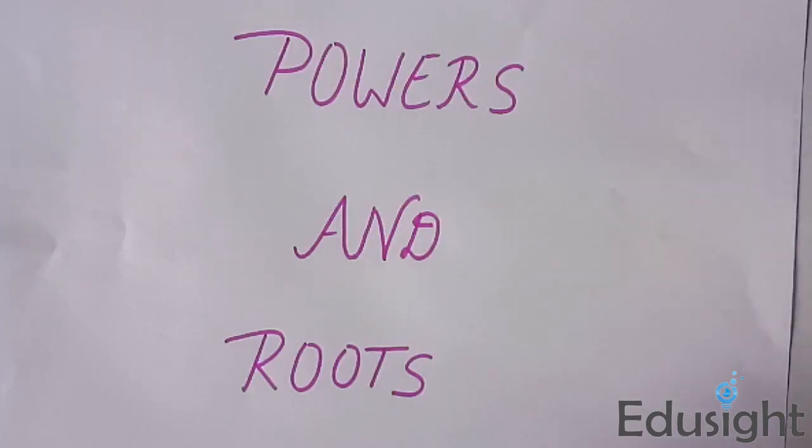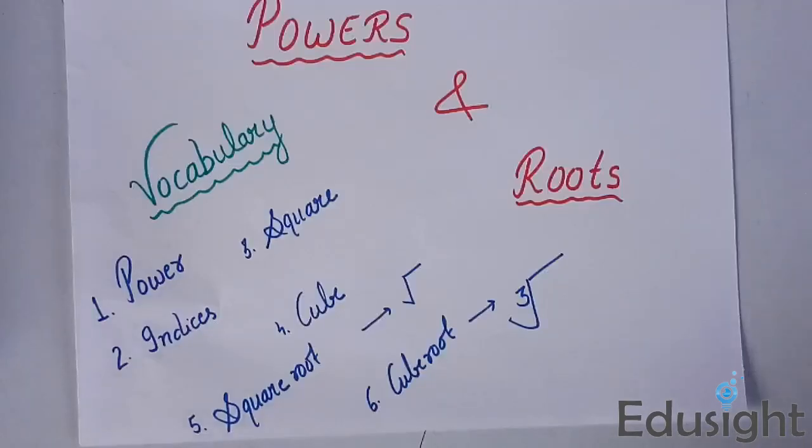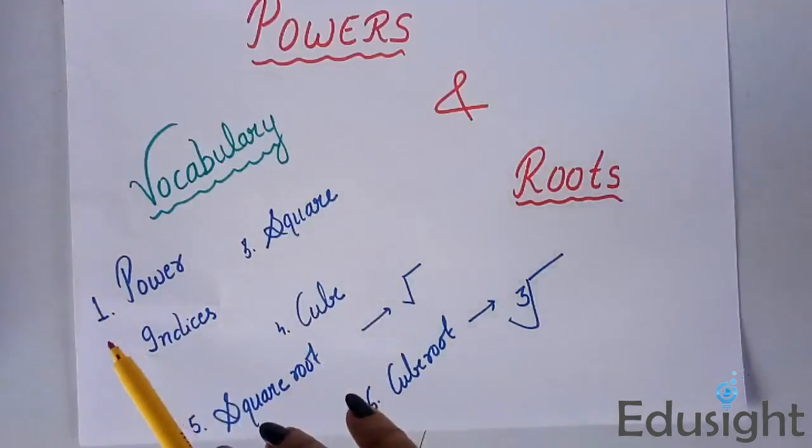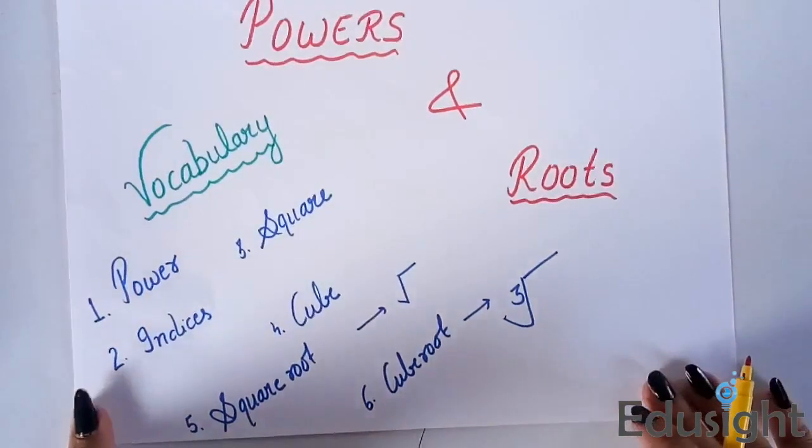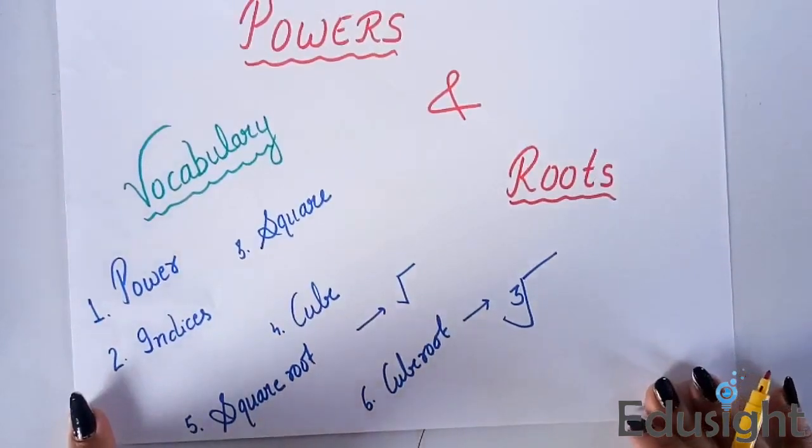Our today's topic is powers and roots of Cambridge Mathematics. So first of all, we'll discuss the vocabulary of this topic. First one is power. A number multiplied by itself several times is called the power of that number.